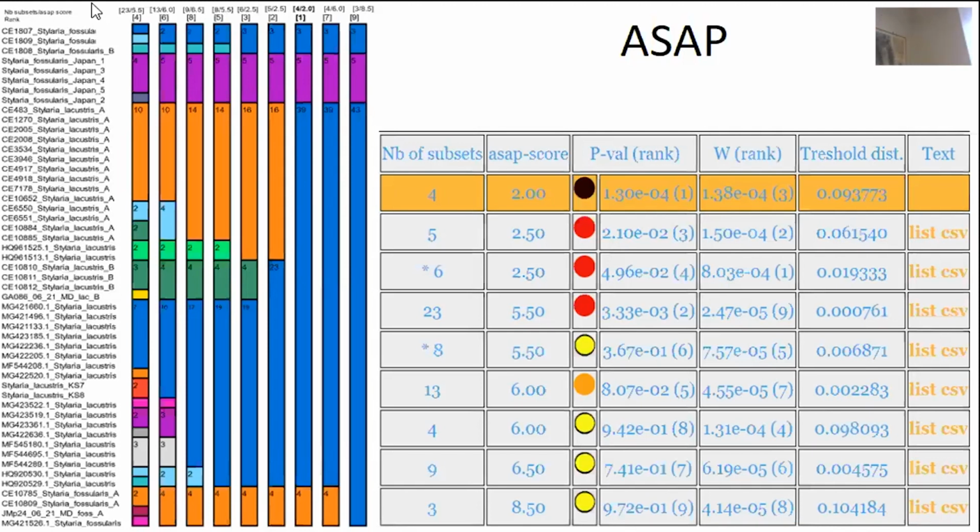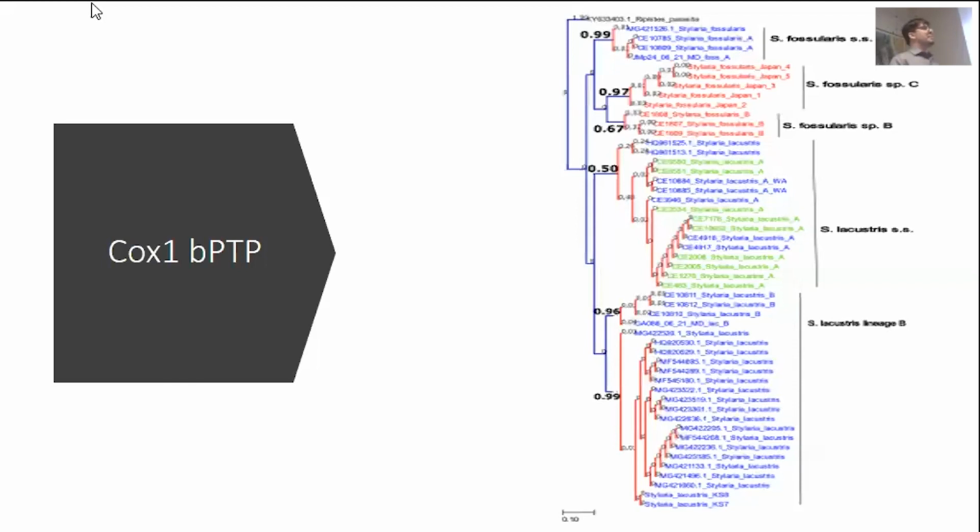Now, if we want the next highest one, we wind up at 5, and that'd be this one right here, where it splits our Stylaria leucostris in between those European and the North American individuals. So here's the BPTP analysis. BPTP uses the branch lengths and the rates of mutation along those branch lengths to kind of propose hypothetical species.